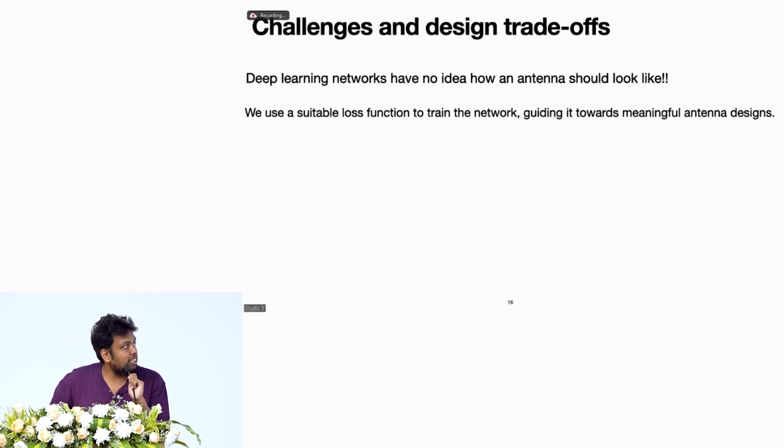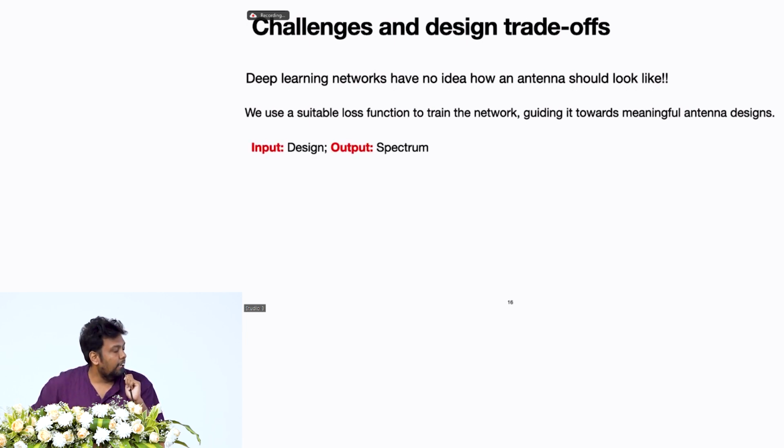So you have to use a suitable loss function to train the network, guiding it towards meaningful devices, because it doesn't know about the device physics. We have to train it intelligently. So input is the design, output is the spectrum, loss function is spectrum loss.